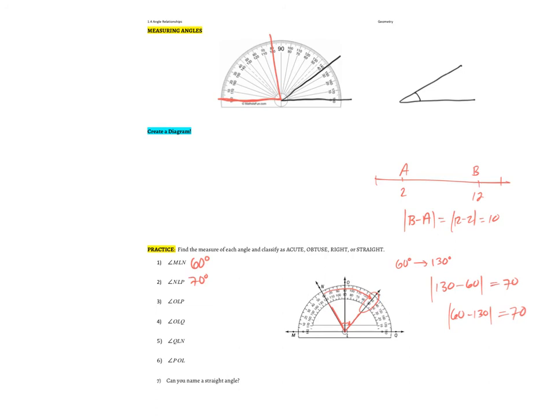Speaking of straightforward, can you name a straight angle? So if you remember from our last slide, a straight angle is one that measures 180 degrees. So going from 0 to 180, it looks like we would name that angle MLQ, or equivalently QLM. So we can put that down here. We'll say angle QLM or angle MLQ.